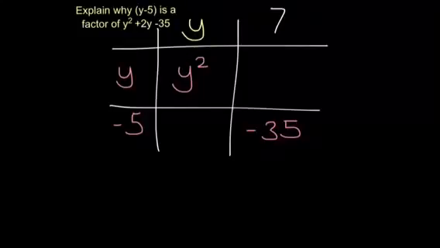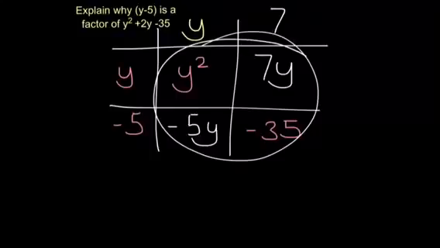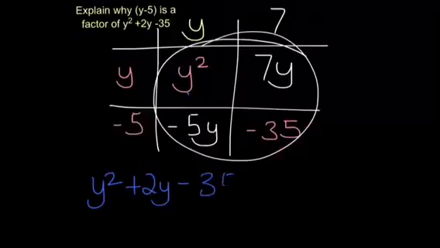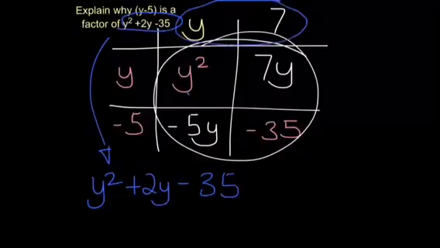And now we can fill in the rest of the grid to see if we do get the answer. So we've got y times 7, which is 7y. We've got negative 5 multiplied by y, which is negative 5y. If we now add up everything in the grid, so we've got y squared, then we've got 7y's, take off 5y's, which are positive 2y's, and then we've just got a negative 35 on the end there. And that's exactly what we were trying to get to in the question, so it's exactly the same. So we have found the other factor of y squared add 2y minus 35.